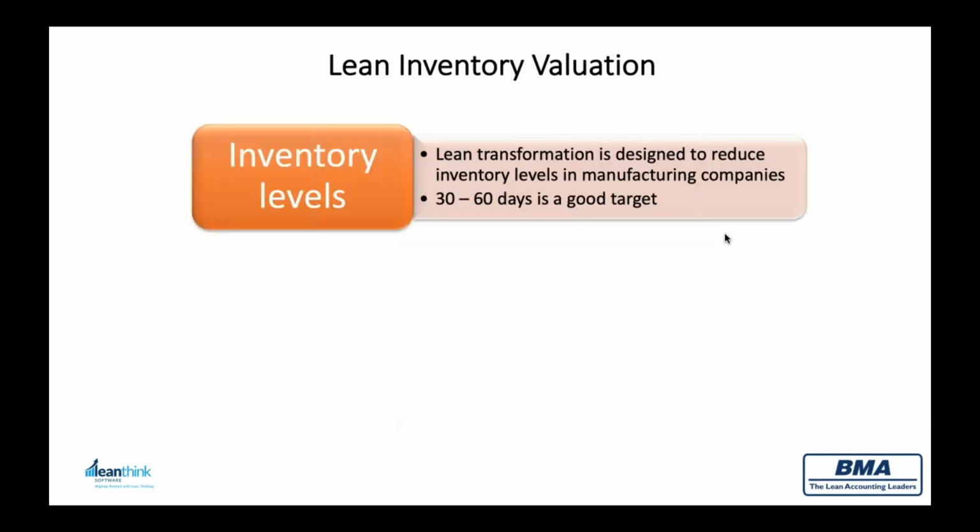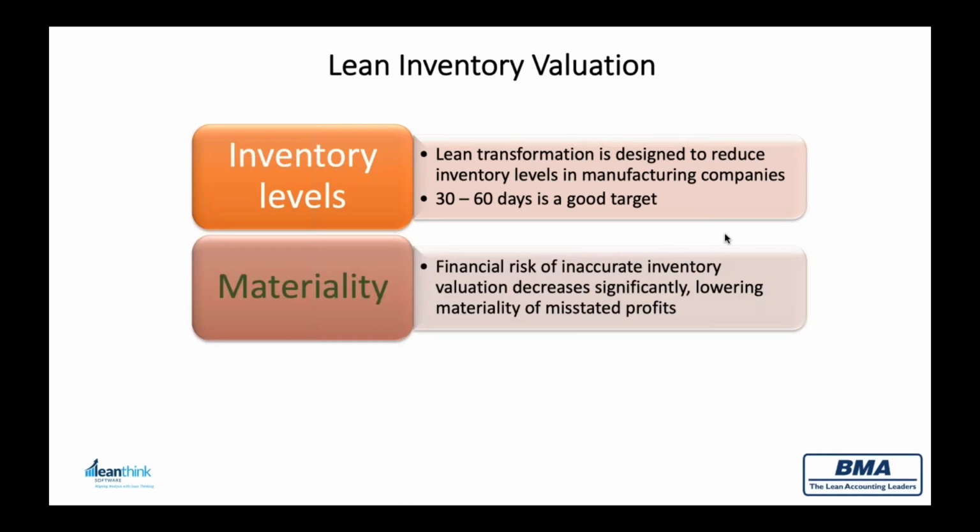So why can we move to lean inventory valuation methods? First, one outcome of lean is dramatically lower levels of inventory. When you get to the 30 to 60 day target, you have an opportunity to simplify your inventory valuation methodology and still comply with GAAP. Also, when you have lower inventories, there's less financial risk of inaccurate valuation.